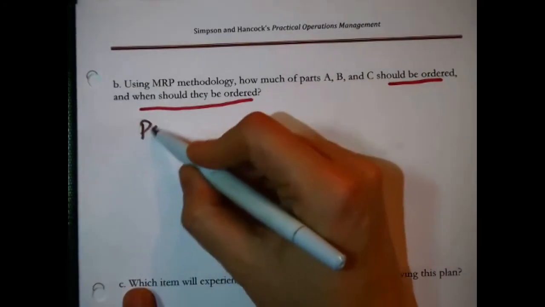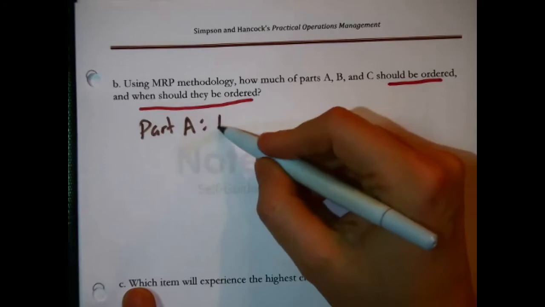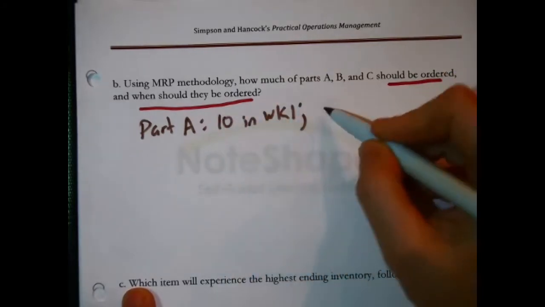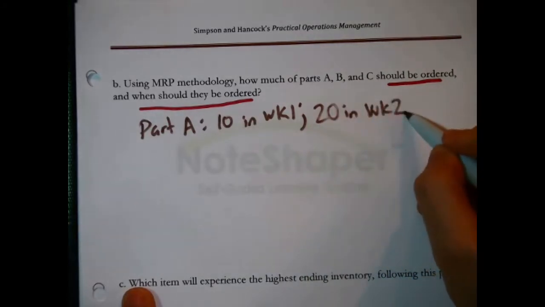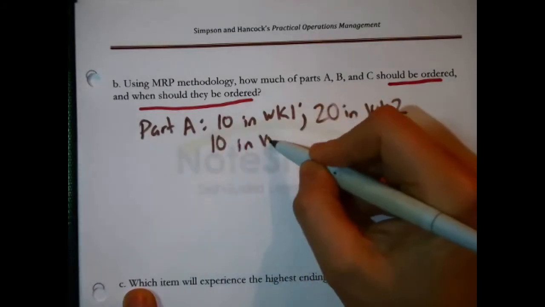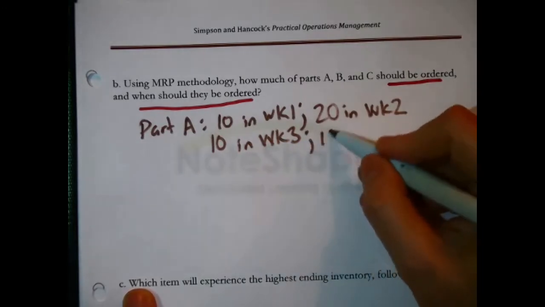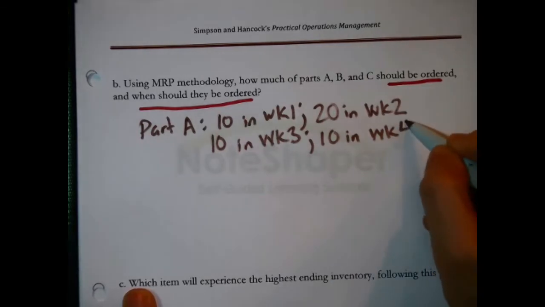So we'll just report for Part A. Let me think. We need 10 in week 1, right? We need 20 in week 2. We need 10 in week 3. And we need 10 in week 4. It has like the most complicated ordering schedule.